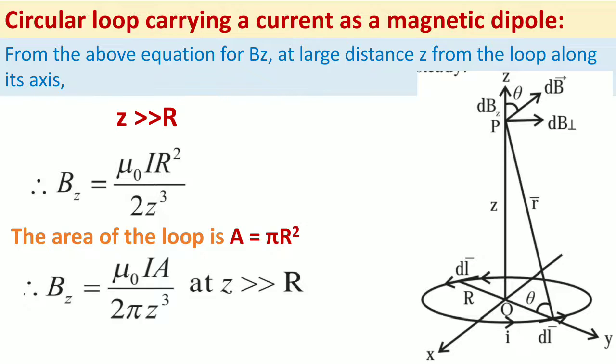So finally we will have mu naught I r square pi upon 2 z cube pi. As we know that pi r square is A, instead of writing pi r square, we can write A only. So it will become Bz is equal to mu naught I A upon 2 pi z cube, when z is much greater than r. Fine. Now put it as equation number 3.